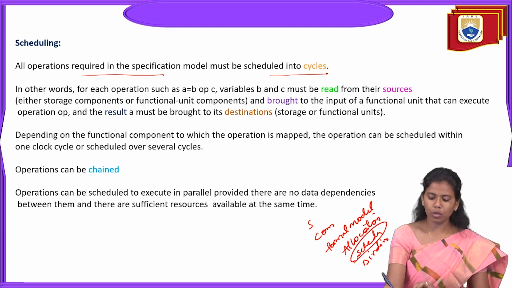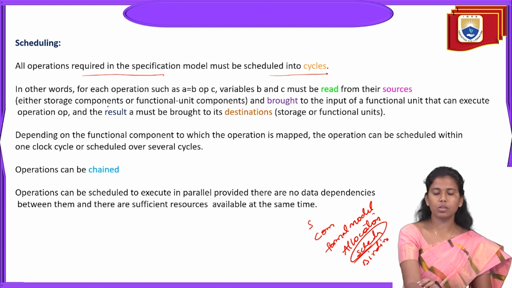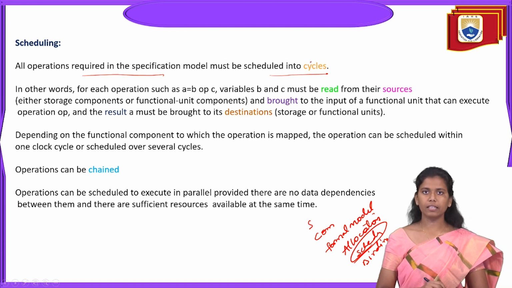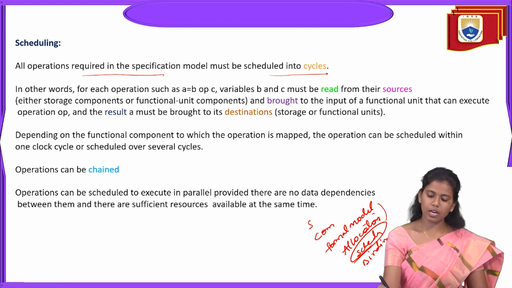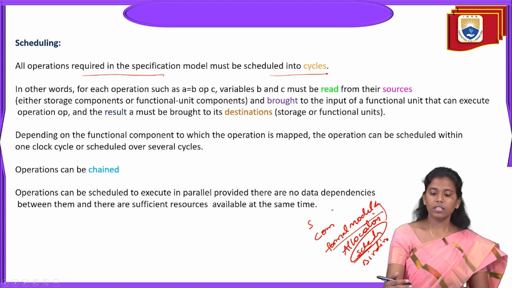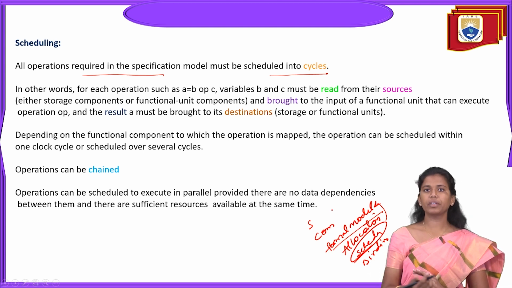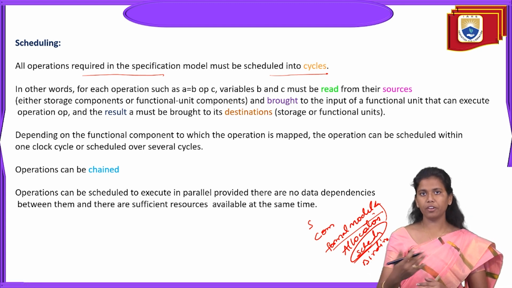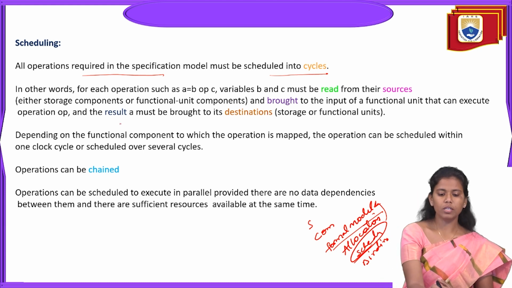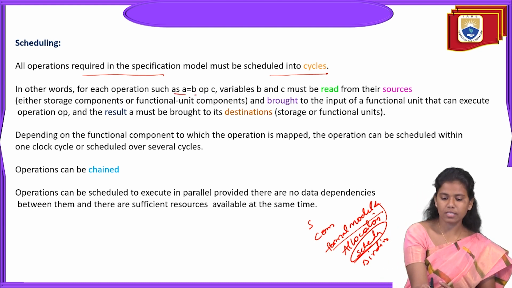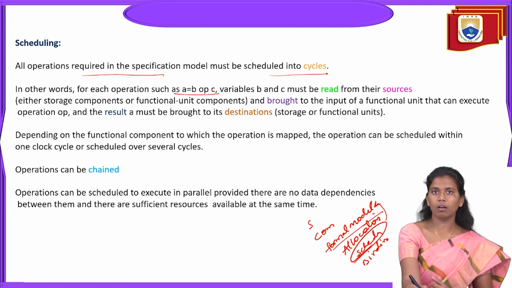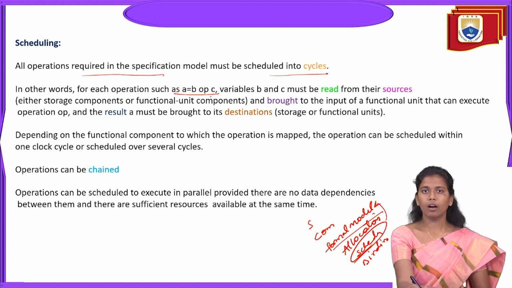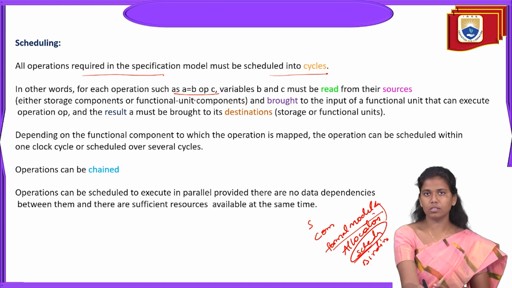So what scheduling talks about is that all the operations required in the specification model must be scheduled into cycles. The specifications which are modeled from the formal modeling, allocation or compilation have to be scheduled into different cycles. In other words, for each operation such as A = B op C, I have to schedule this into different cycles.